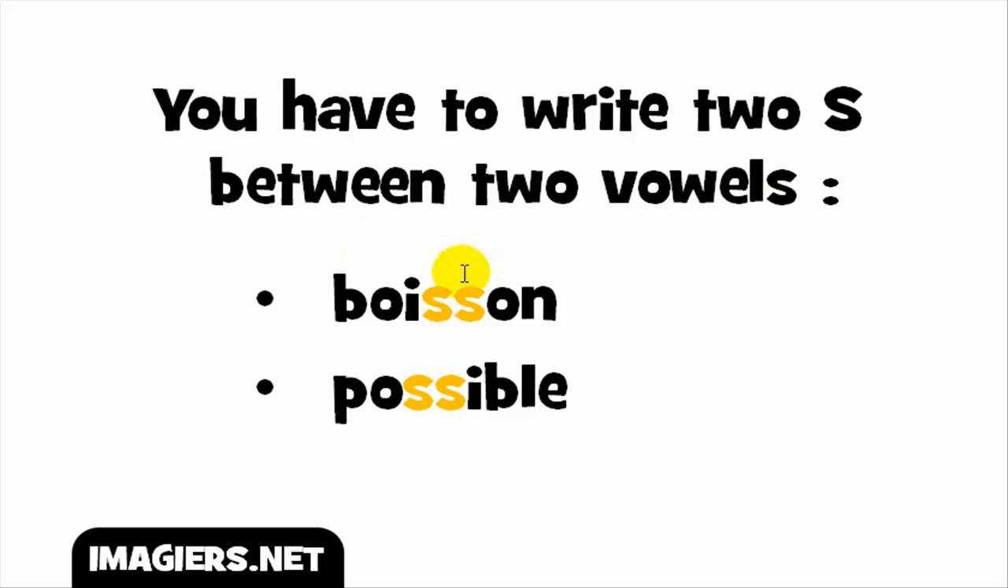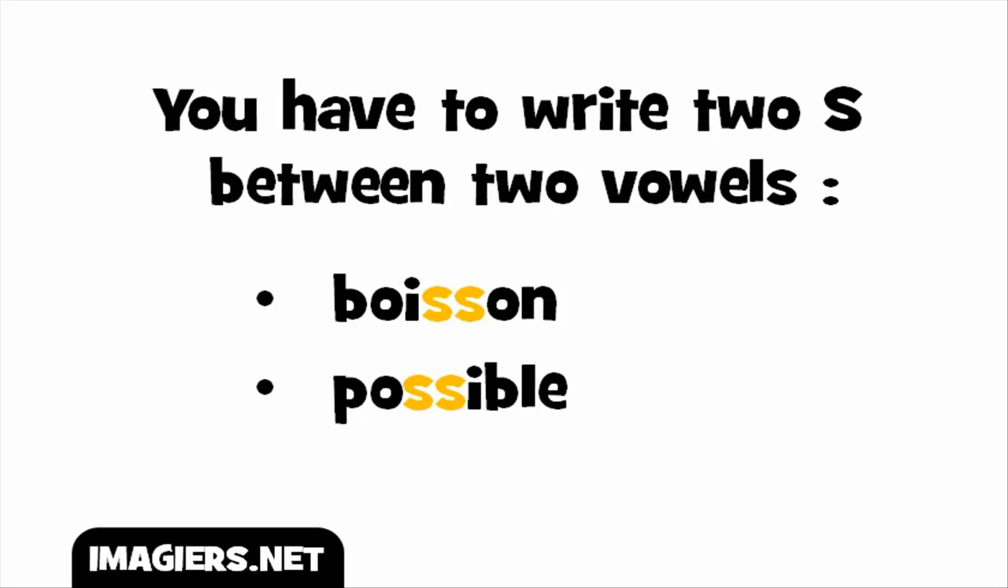The first one, you've got the vowel I here, and then you get the vowel O here. So remember that you will have to put two S here, and then you'll get the sound boisson. You can hear that it's really the S sound. Boisson. Second example, you've got the vowel O, and then here you've got the vowel E. So you put SS and you get the sound possible.